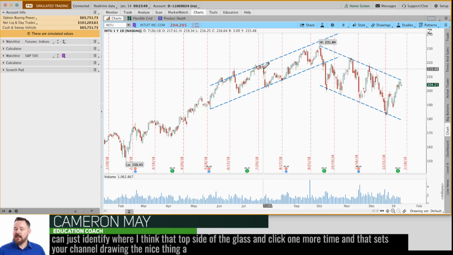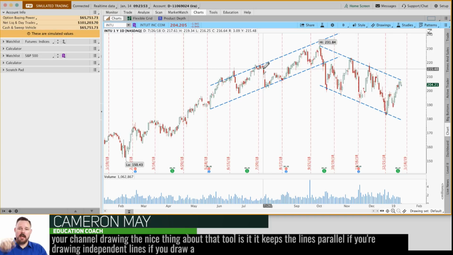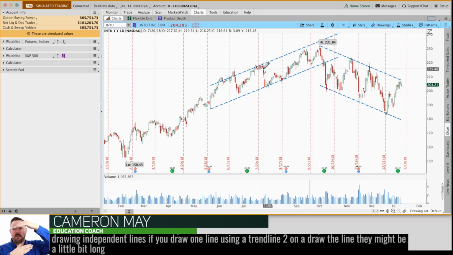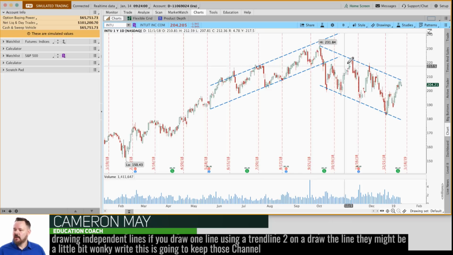The nice thing about that tool is that it keeps the lines parallel. If you're drawing independent lines, if you draw one line using a trend line tool and then draw another line, they might be a little bit wonky, right? This is going to keep those channels perfectly parallel.